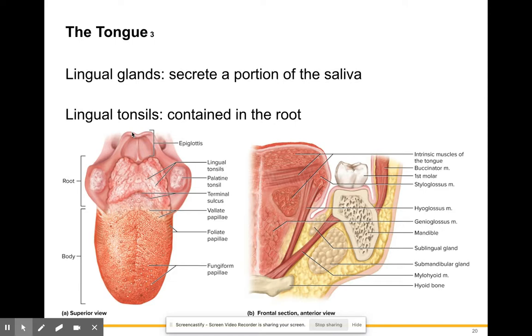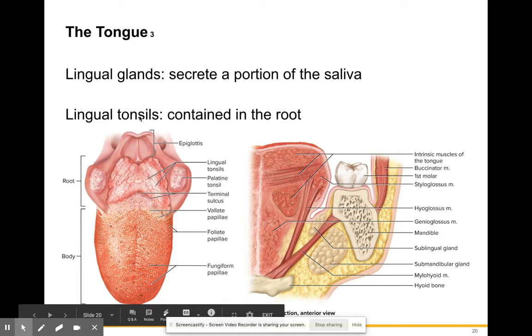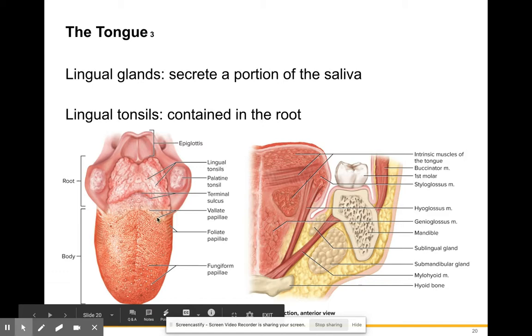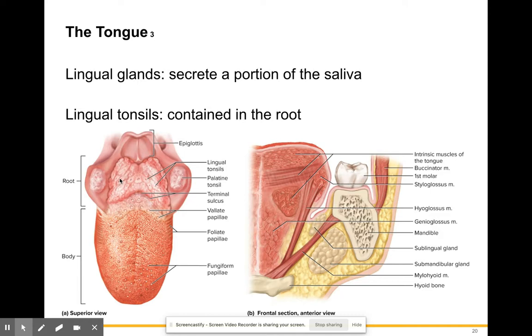Okay, this is the front of the tongue. This is the throat of the person over here. And here is the tongue. This is the part that's inside your oral cavity, the body. So that's where your teeth would end. And then behind that is the root of the tongue, or that last one-third of the tongue, which goes back pretty far. Here's the epiglottis, which closes over the trachea when you swallow food.